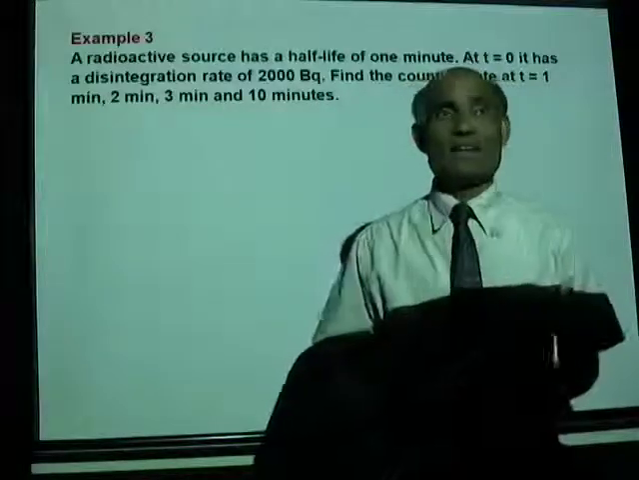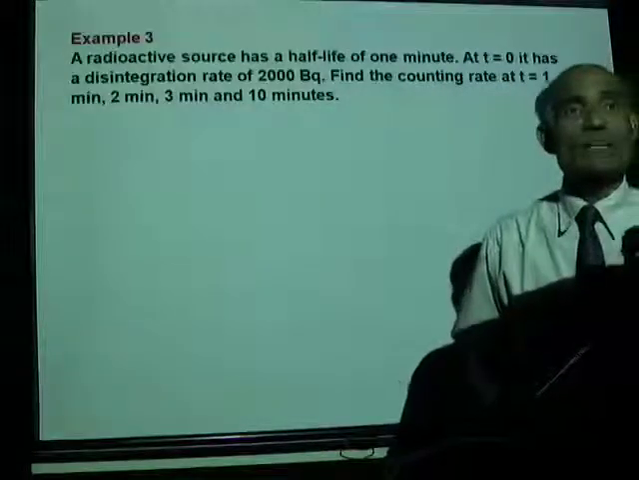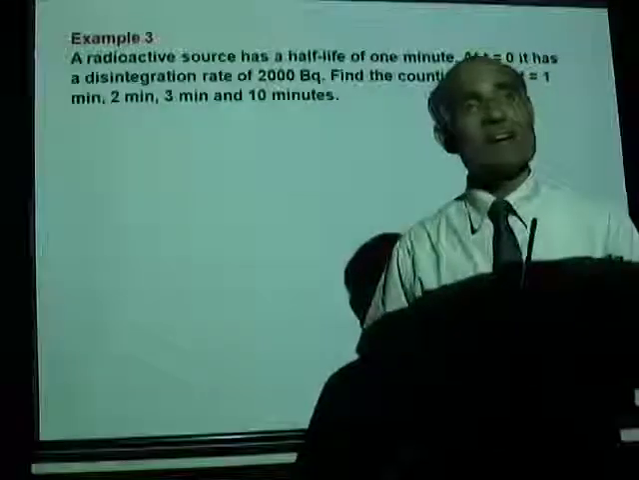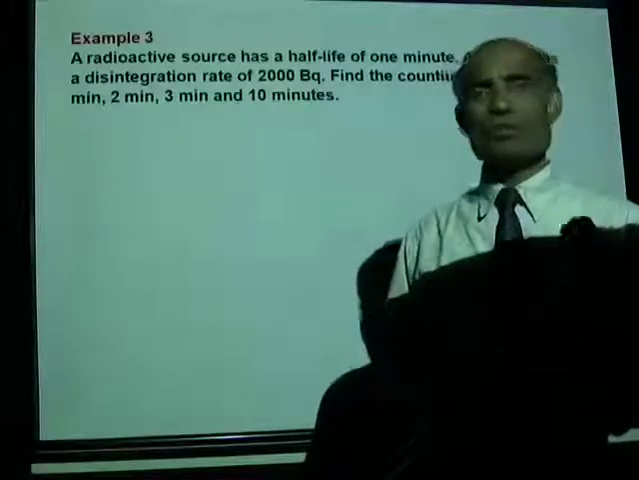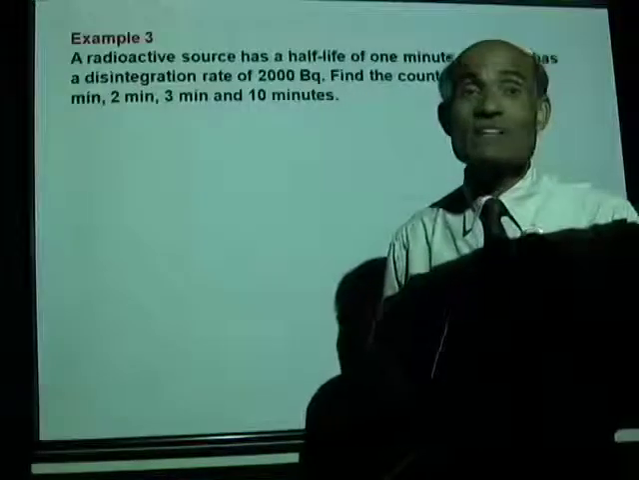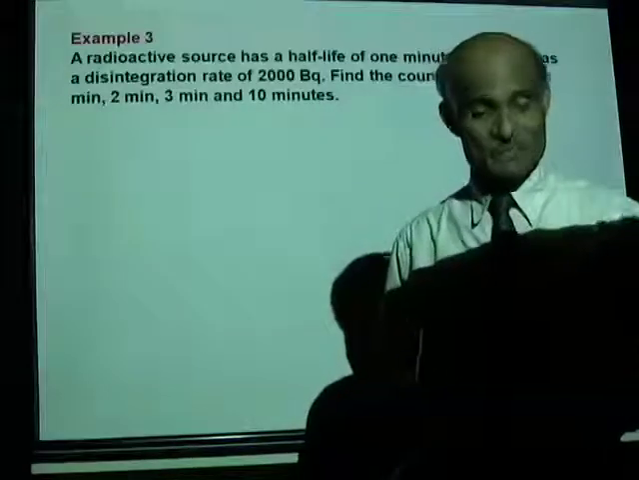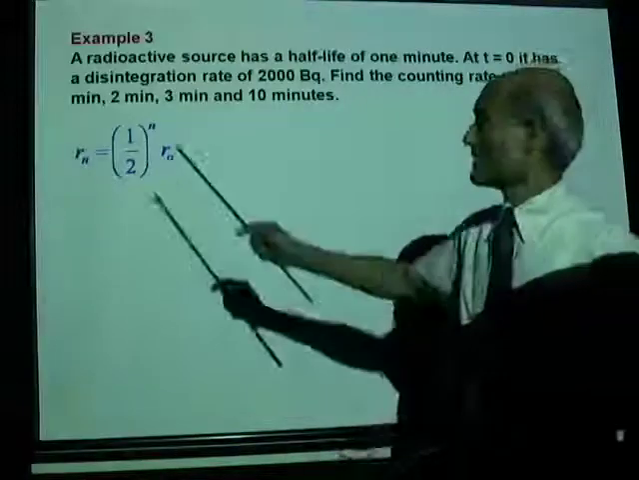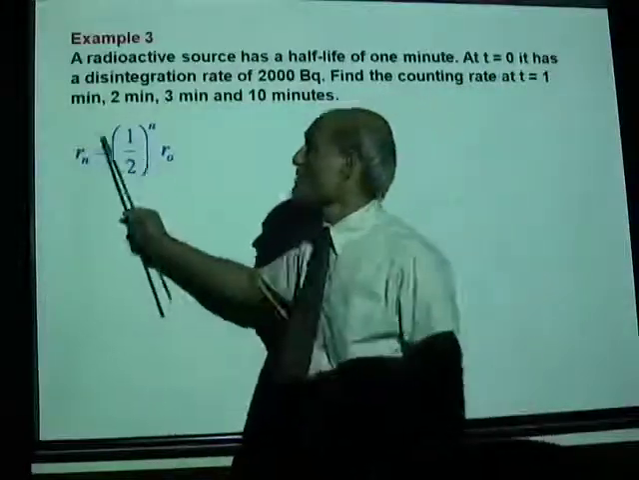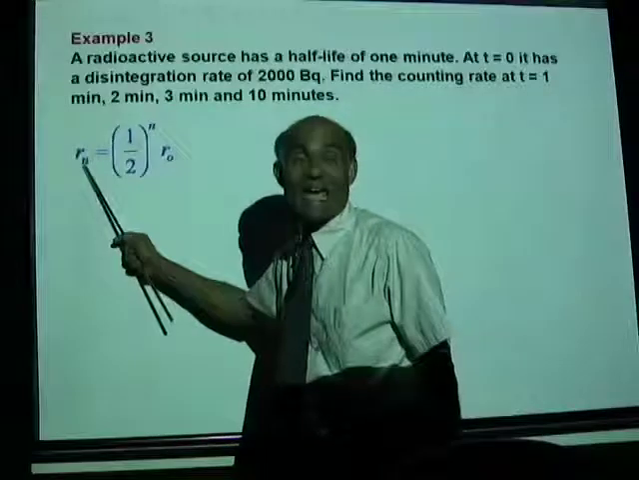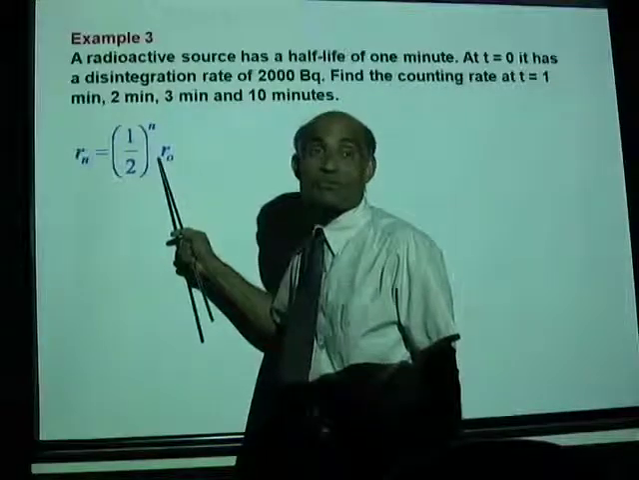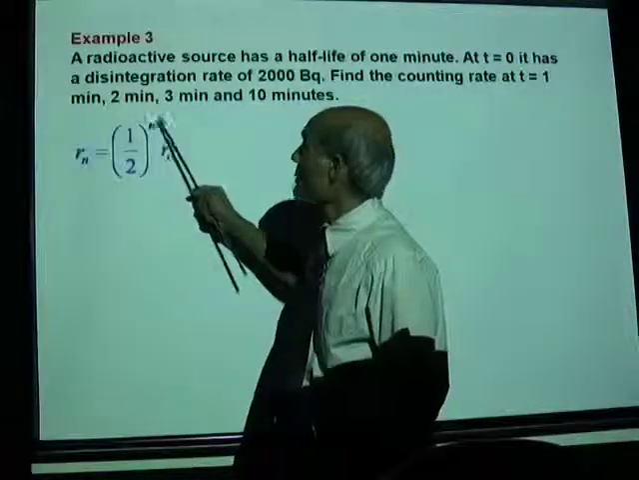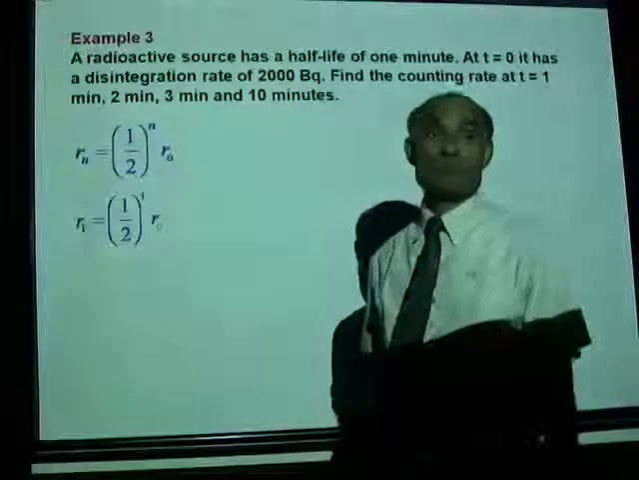Disintegrations per second. Find the counting rate at t equal to 1 minute, t equal to 2 minutes, 3 minutes, and 10 minutes. What's the counting rate? Counting rate is the rate of disintegration. Well, is that difficult or easy? We have the relation between the rate of disintegration after n half-lives and the rate of disintegration in the beginning. Rn equal to 1/2 to the power of n R0.